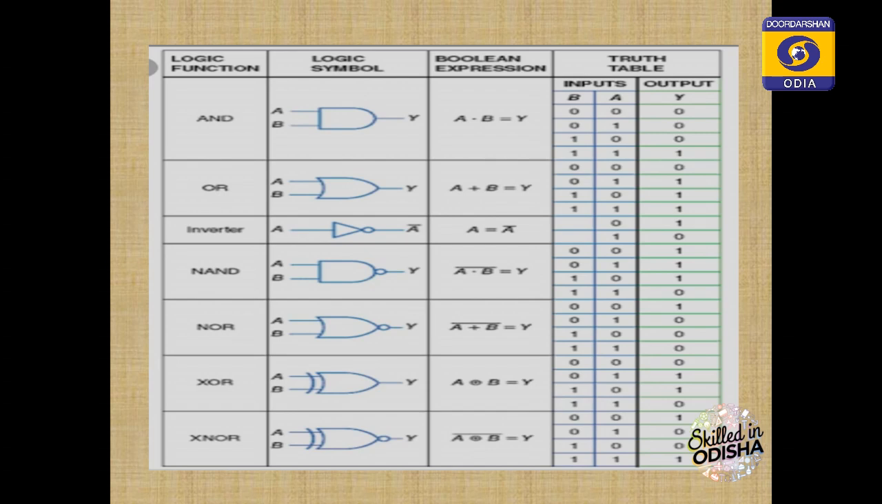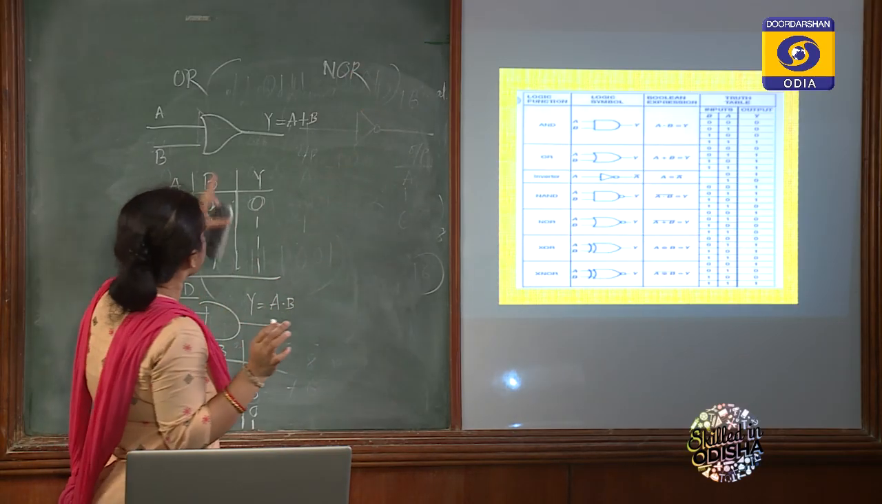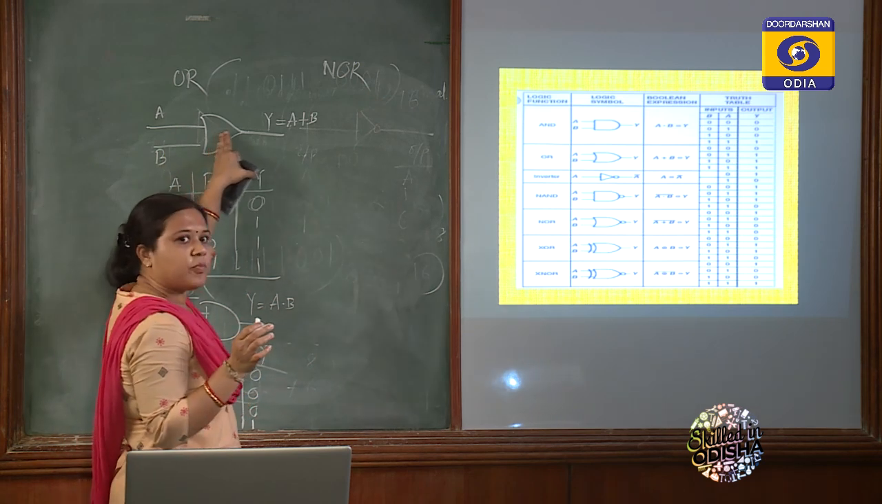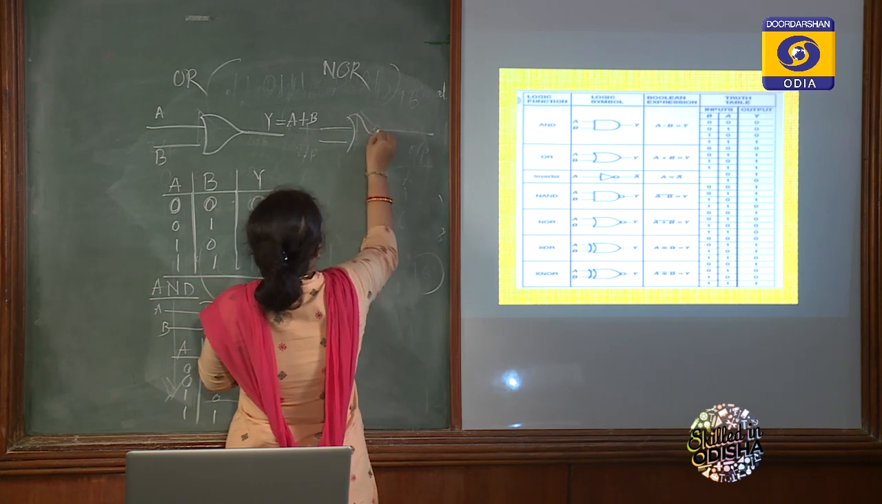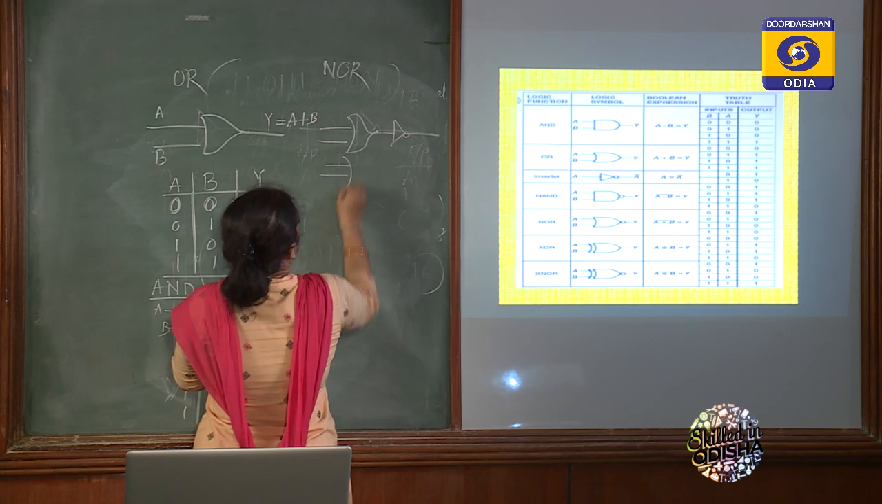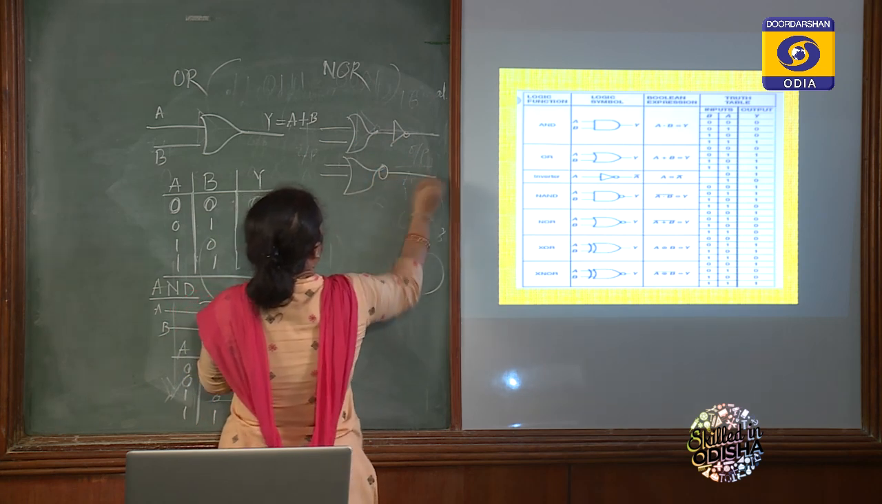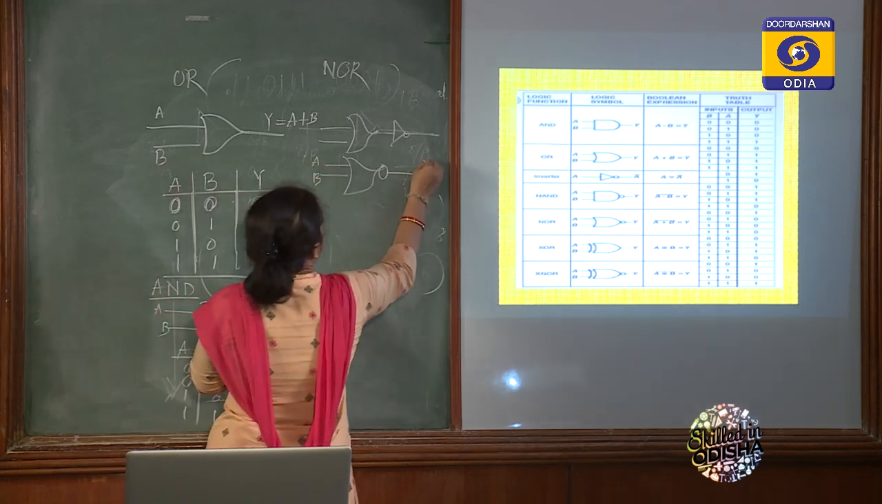Next coming to NAND and NOR gates. NOR means one N will be added here. What is the NOR circuit? It is the same OR circuit followed by one inverter circuit. So this will be our resultant circuit diagram. And here this one is A, B and this one is Y.